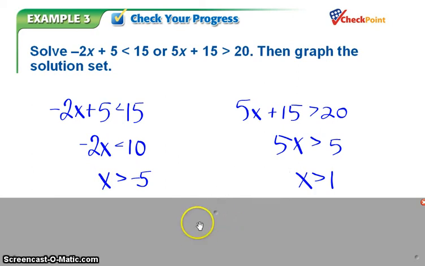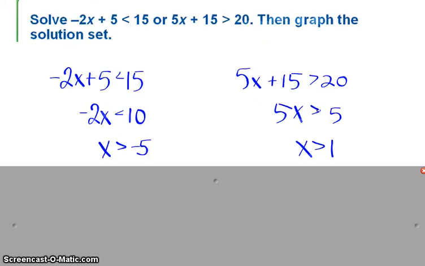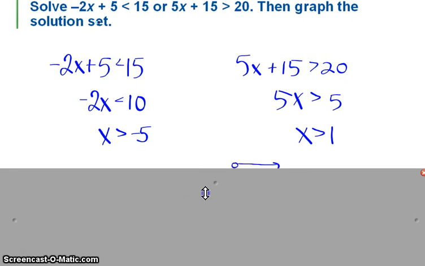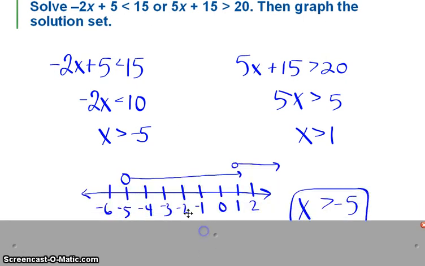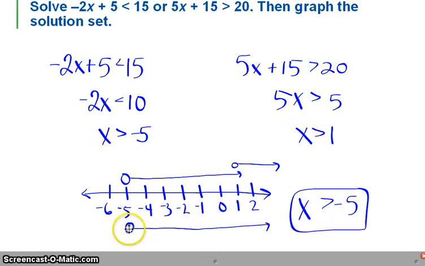If you think about it, x is greater than negative 5 and x is greater than 1. You can kind of see how they overlap. Here is x is greater than negative 5, and here x is greater than 1. And you can see where they overlap. This solution set right here is going to encompass this one. This is already included in that. So really your solution set is just right here. X is greater than negative 5. Again, it's an overlap. So that would be your solution.